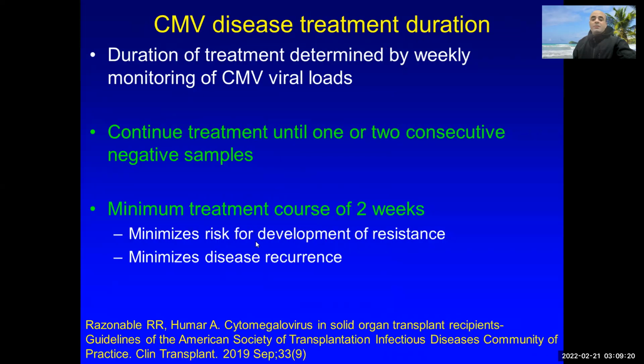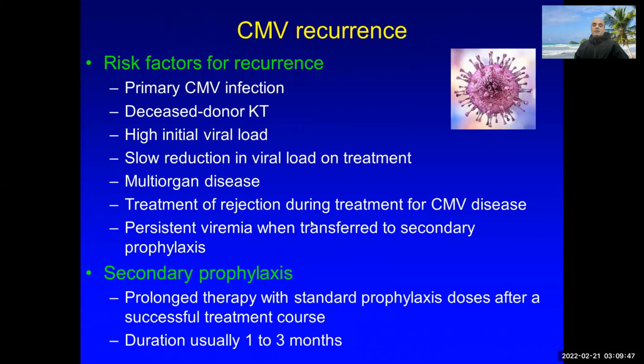CMV disease treatment duration. Duration of treatment is determined by weeks and monitoring of viral loads. Continue treatment until one or two consecutive negative samples. When you start the treatment, you should decide when you will stop. Continue treatment until one or two negative samples for CMV PCR in blood. Minimum treatment, of course, is at least 2 weeks, to minimize the risk of development of resistance and minimize disease recurrence.